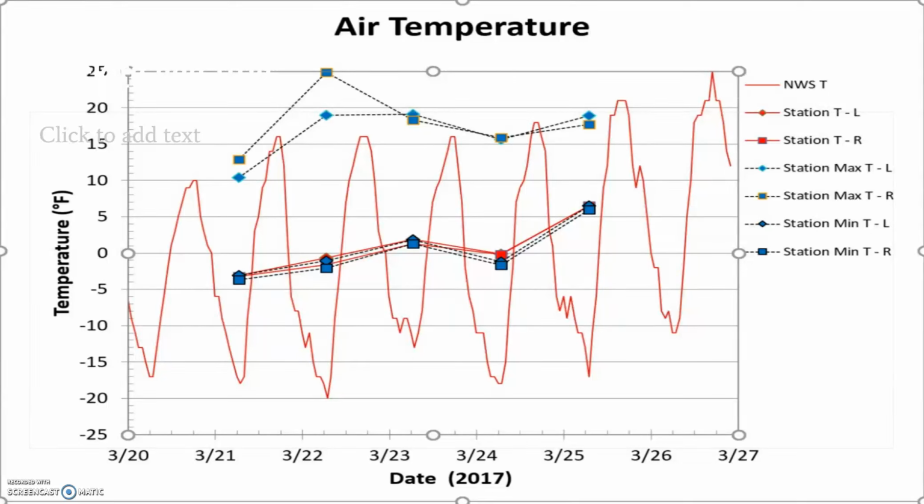On the fourth day, March 24th, I recorded a temperature of negative 0.1 degrees Fahrenheit or negative 0.2 degrees Fahrenheit. I observed no clouds, and the wind had slowed down to about a 1 from the north, again observed through my breath. The NWS reported on that day a temperature of negative 18 degrees Fahrenheit, so almost an 18-degree difference in temperatures. My maximum on that day was 15.6 degrees Fahrenheit, my minimum negative 1.2 degrees Fahrenheit.